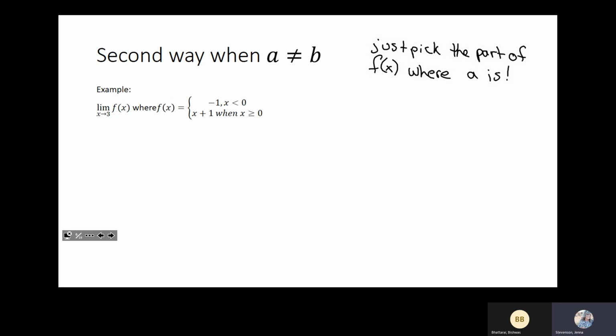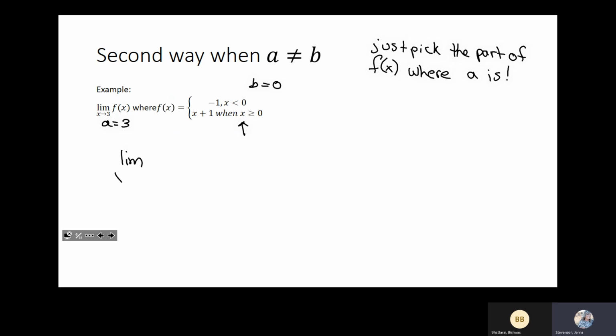Okay, so if I look at this example that you guys have, once again, our a value is 3, but our b value is 0. So they're not equal to the same number. So if I were to look at my split function, is it the top or the bottom that's going to give me an a value of 3? Where does a fall? Obviously in this one. So I don't care about the -1. All I care about is that bottom one.